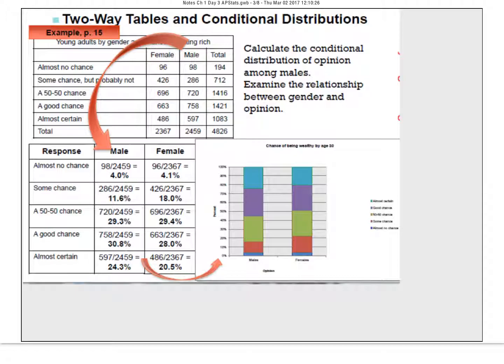The word conditional is used quite a bit in AP Stats, so you'll want to get more familiar with how to find it. You also see here they made a bar graph. By the way, this is a different kind of bar graph. It is a stacked bar graph, so just another way to see it. They took all the bars and totaled it up to be 100%.